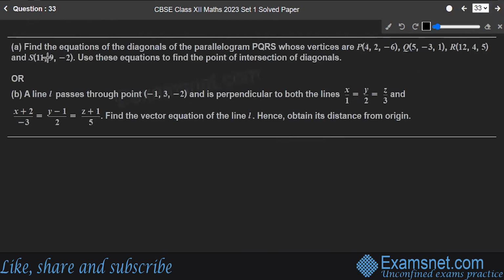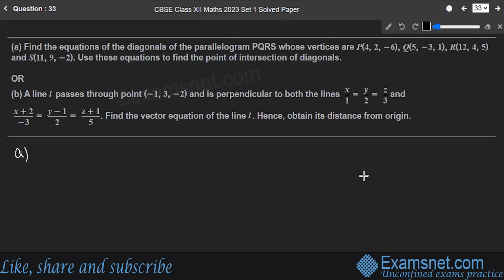Next is question number 33. Find the equations of the diagonals of the parallelogram PQRS, whose vertices are this, and this. You have to use these equations to find the point of intersection of diagonals. Or you have the second question as a line L. Okay, fine, we'll discuss that later. First of all, let's solve the A part. You have to find the equation of the diagonals of the parallelogram.